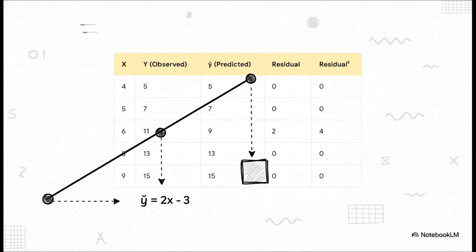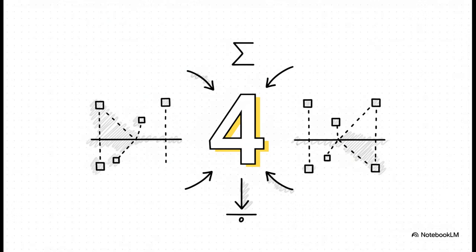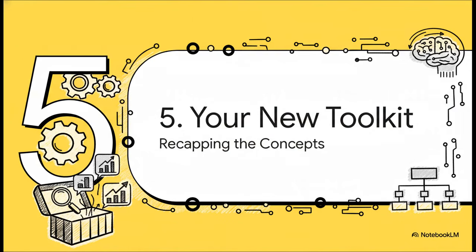And you can see exactly how it works right here. For almost every point, our line nailed the prediction perfectly. But check out that point where x was 6. The real observed y was 11, but our line predicted it would be 9. That leaves us with a residual of 2, and when we square that, we get 4. So when we add up all those squared numbers from our example, we get a total error score of 4. And that number is the whole point of what we call least squares regression. The entire goal is to find the one and only line that makes this final sum as small as it can possibly be.